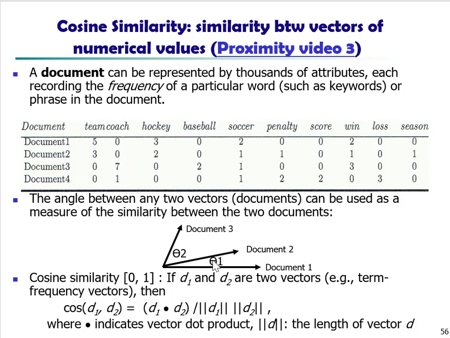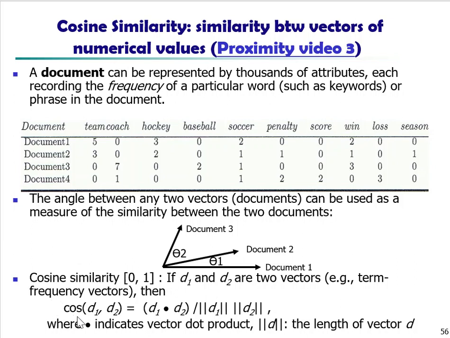The farther apart the term distributions of two documents are, the greater the angle between the two vectors. Based on this intuition, what we could do is compute the cosine value of the angle formed by two documents. So this is cosine similarity. Cosine similarity takes a value between 0 and 1. When cosine similarity is 1, that means the angle is 0. Therefore, the two documents are exactly the same and have the highest similarity.